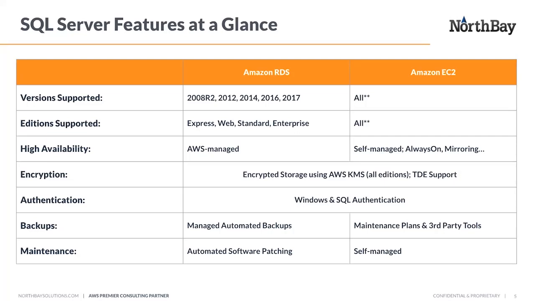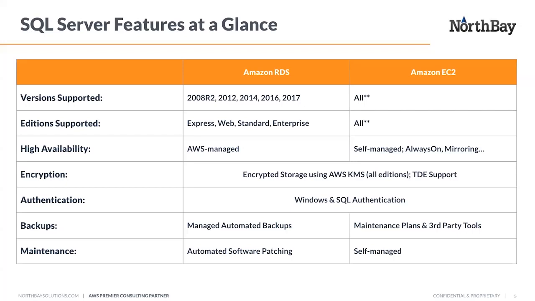High availability, AWS managed. In EC2, you have to manage it. Always On and mirroring are different options that you can see in the dashboard. Encryption, different mechanisms are there. The traditional TDE is supported, which is offered specifically for SQL Server. And then we have a different mechanism of storage using AWS KMS, which stands for Key Management Service, and this is common for both RDS and EC2. Authentication wise, either you can go with Windows authentication or a typical SQL authentication mechanism.